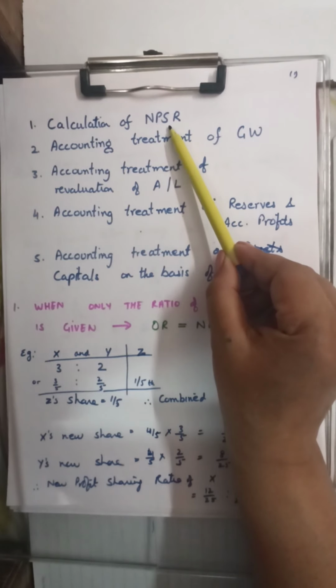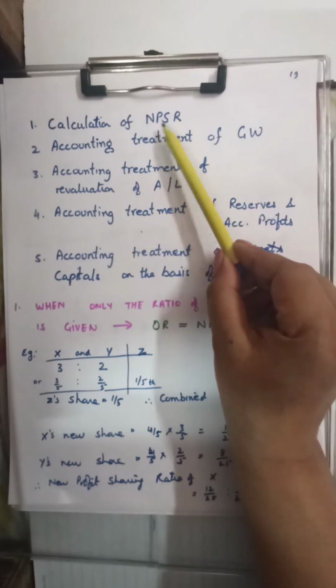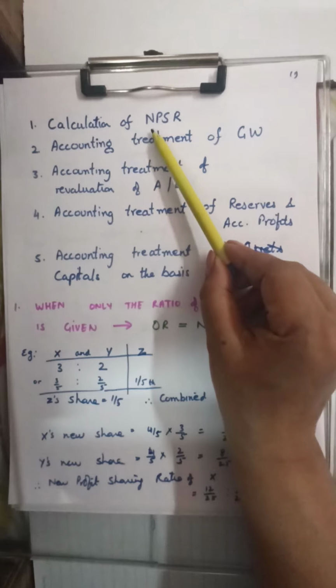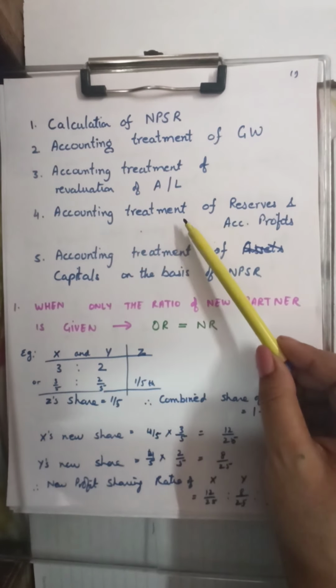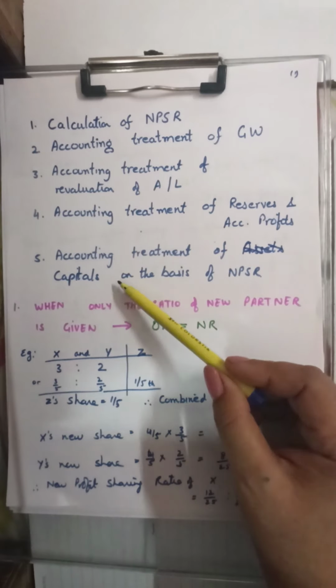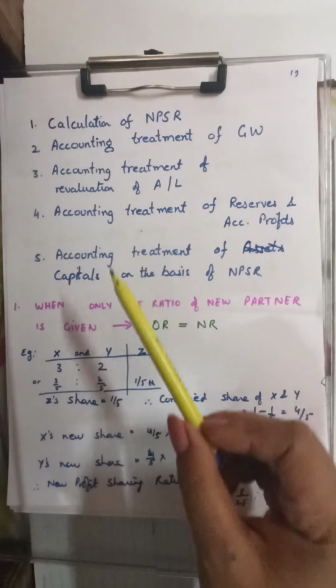New ratio will be calculated by calculating the sacrificing ratio. To calculate the new ratio, we need to know how much of the share of the old partners has gone in favor of the new partner. There are different ways in which the sacrifice ratio can be calculated to calculate the new ratio.